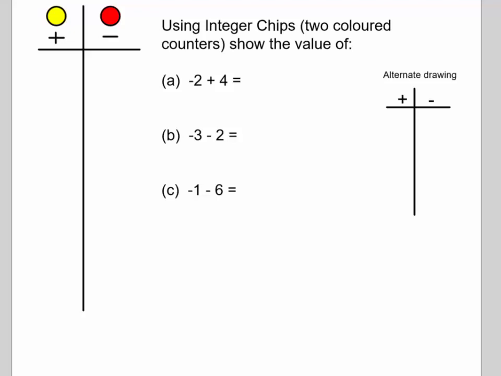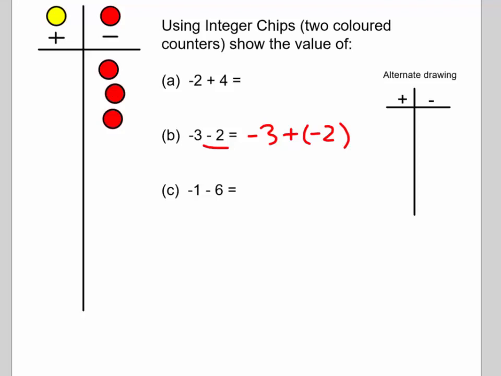Negative 3 minus 2. So here's my negative 3. Now we have to remember what this means. This is take away 2 positives, or we can write it as add 2 negatives. So you have a choice. You could do this 2 different ways.